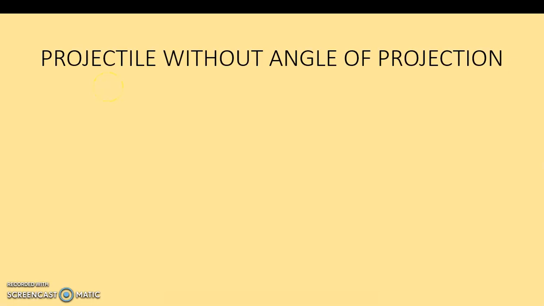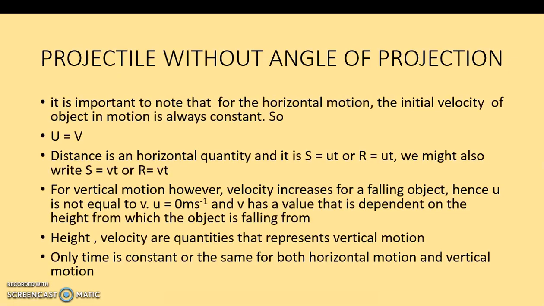Projectile without angle of projection. It is important to note that for horizontal motion, the initial velocity of the object is always constant. So, the initial velocity is equal to the final velocity. Distance is a horizontal quantity and it is represented by S = UT, or R = UT. We might also write S = VT. That is because initial velocity U is always equal to the final velocity V.